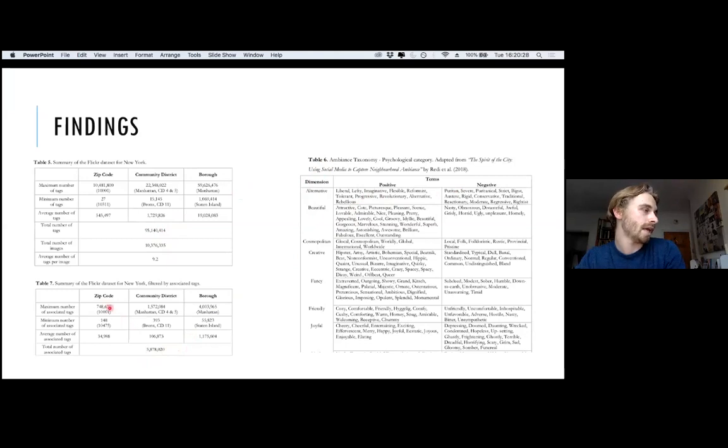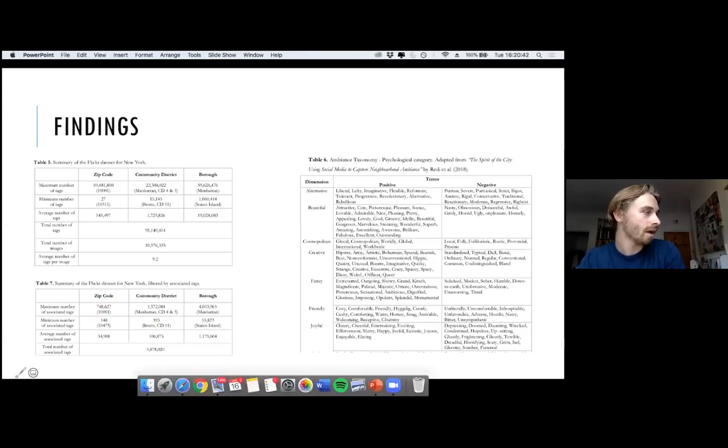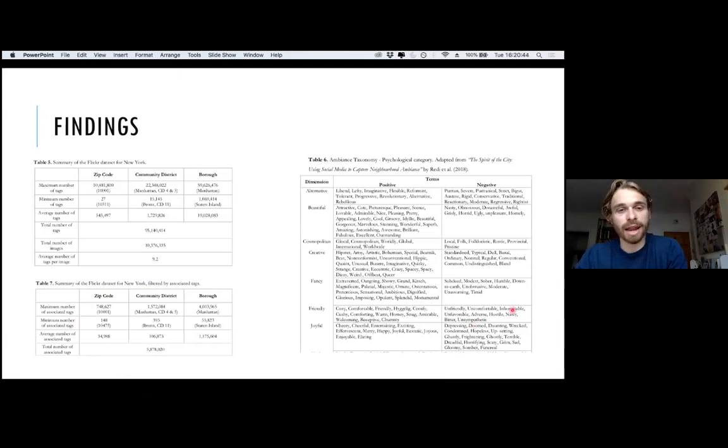And then you can see here the sort of distribution. There were some zip codes which obviously showed a lot more tags, for example, this one, which is actually Manhattan, and others. But we used the zip code, community district, and borough level in our analysis.